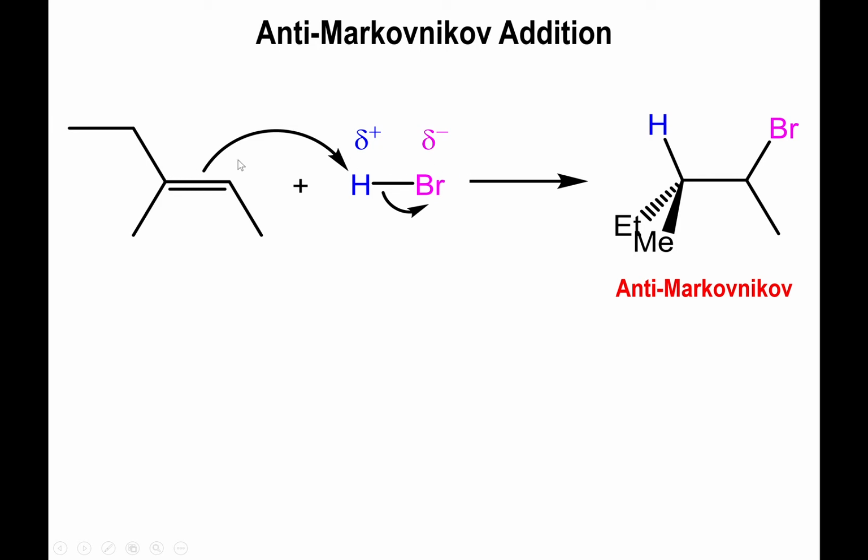So the H attaches to the carbon here on the left side and the bromine attaches to the carbon on the right side. This is an anti-Markovnikov product, simply because it's doing the opposite of what Markovnikov stated tends to happen during an addition reaction.